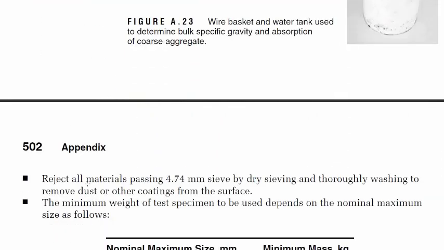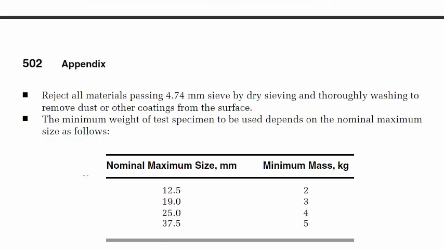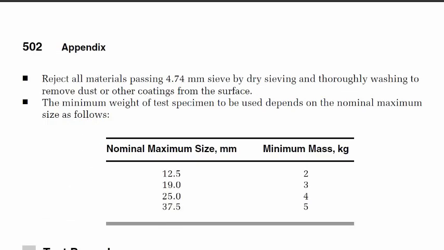This is what we are going to see later on. First, after having this sieve in our hands, we're going to put the sample. So we're going to have the sieve like this, and then we're going to put the sample inside the sieve. Then we're going to shake it, as we're going to see in the video. We are going to reject all the materials passing the 4.74 millimeter sieve by dry sieving and thoroughly washing to remove dust or other containing coatings from the surface.